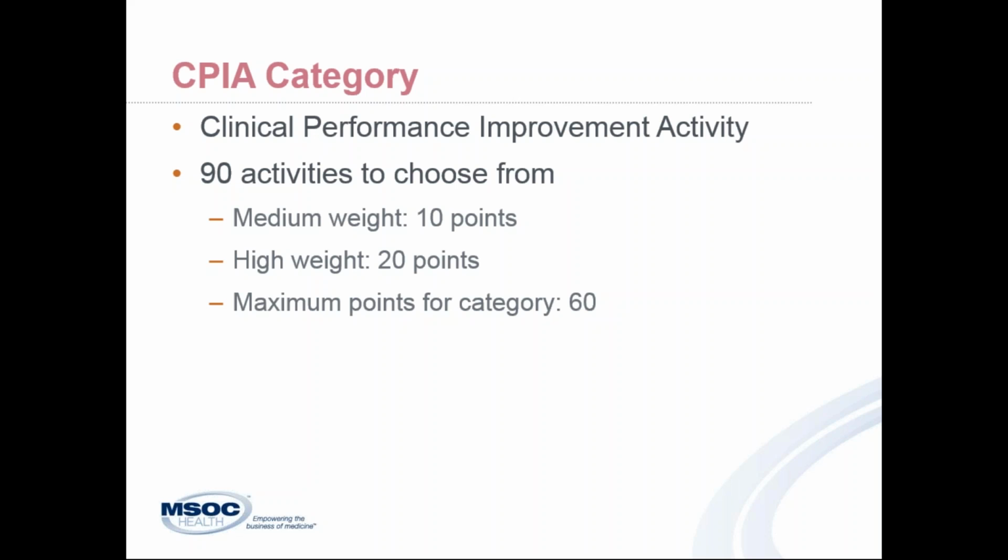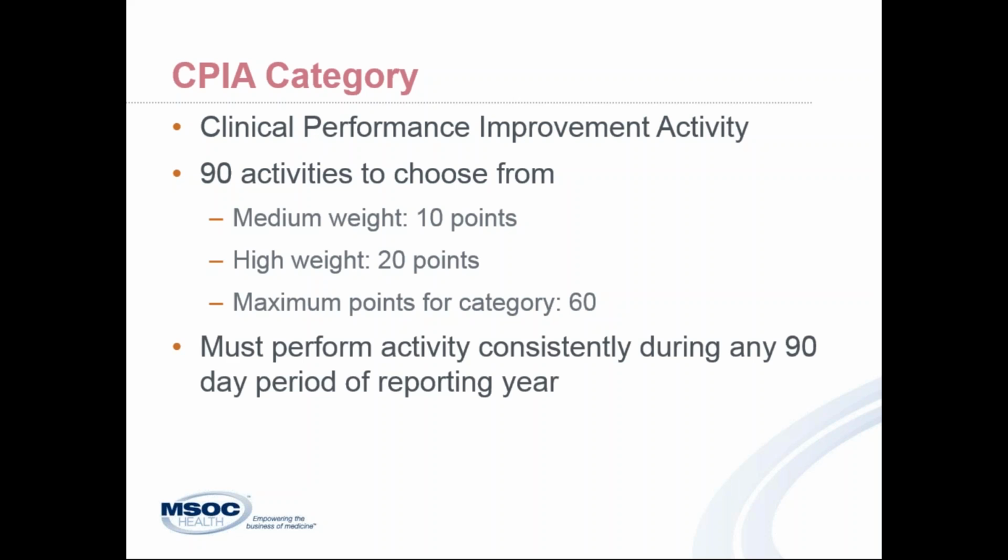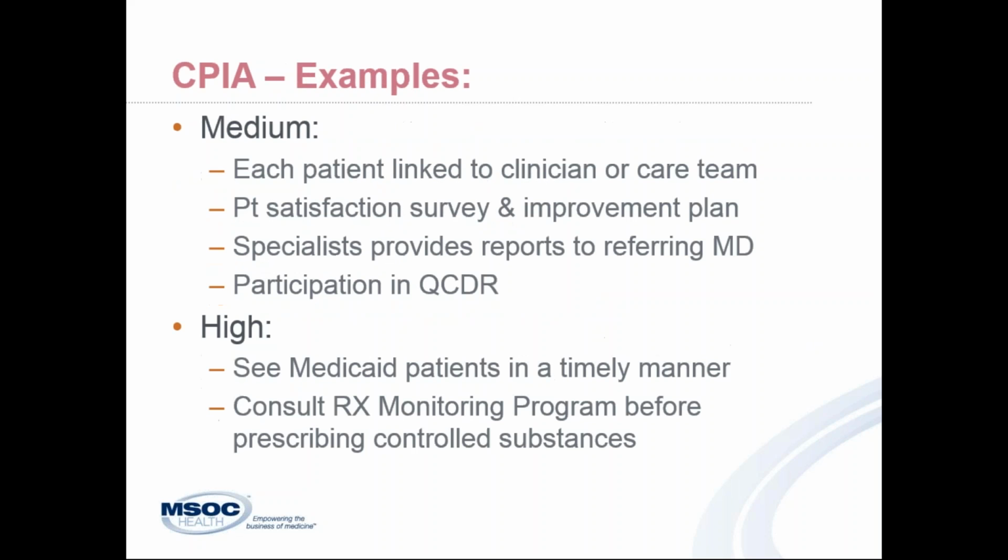Most of them have 10 points assigned to them for each activity. Some of them are considered high weights and they have 20 points. So you can mix and match and get as many points as you want to get, but you can't get more than 60. And what they're saying in the proposed rule is you have to perform that activity consistently during any 90-day period of the reporting year, and you report this via attestation.